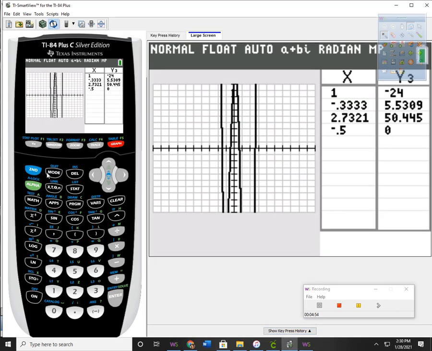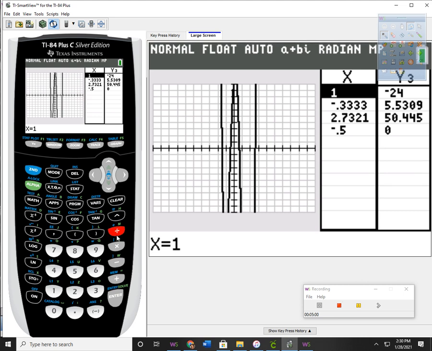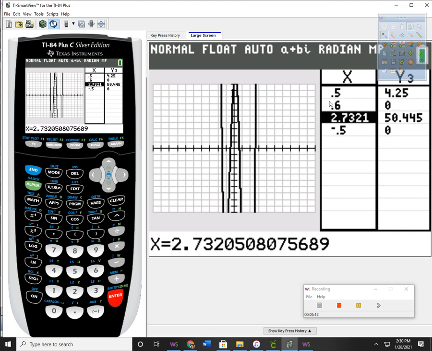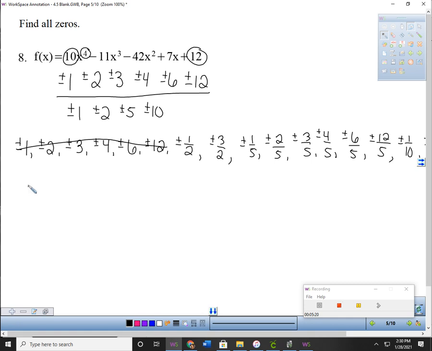So I'm going to activate my table by pressing second table, and I'm just going to plug in 1/2. Now, when I plug in 1/2, I'm looking for a 0. Did I get a 0? No, so it's not that. So I'm going to try 3/5 and see if 3/5 gives me a 0. So when I plugged in 3/5, I got a 0. So I know that that's one that I'm going to want to divide by. So 3/5 should be one of my answers. So I'm going to divide by 3/5.